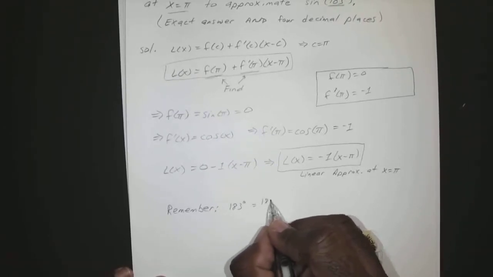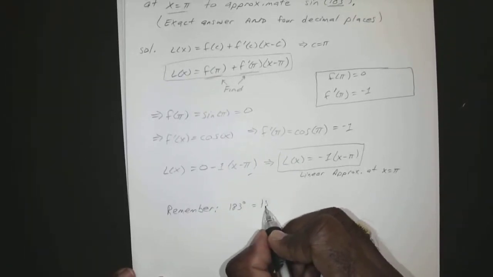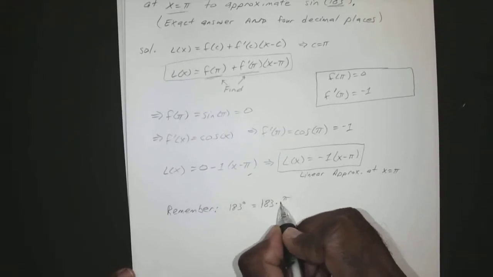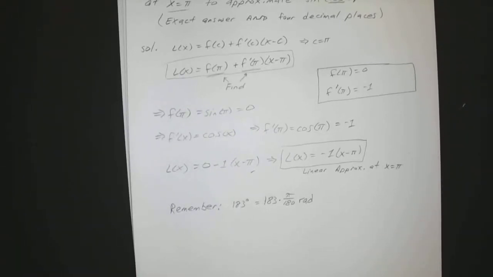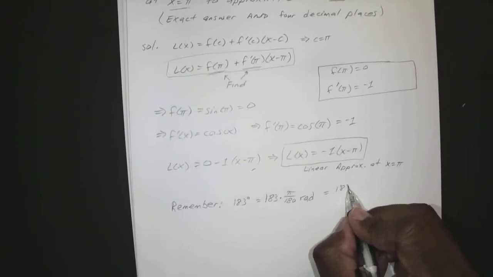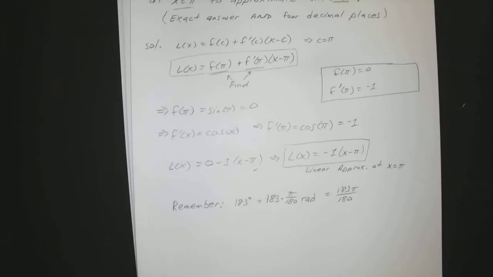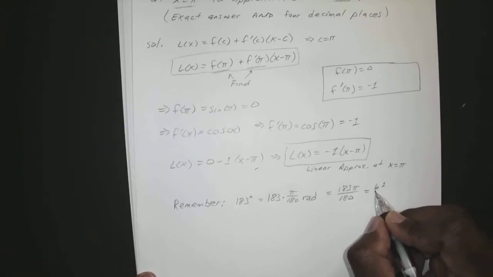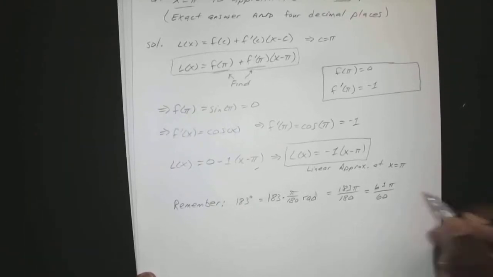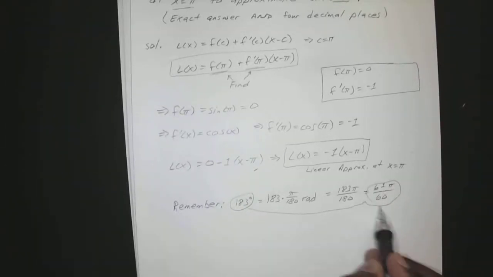So that's going to equal 183, let me write that out a little bit, 183 times pi over 180. And you can put a little radians there if you want to, but you don't have to. So that's going to equal 183 pi over 180, which simplifies to 63 over 60, I mean 61 over 60, sorry about that. 61 pi over 60. So 183 degrees, we can actually rewrite it as that.